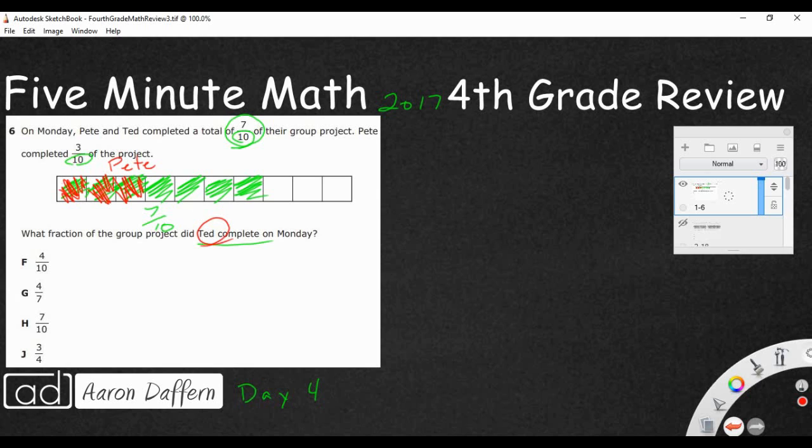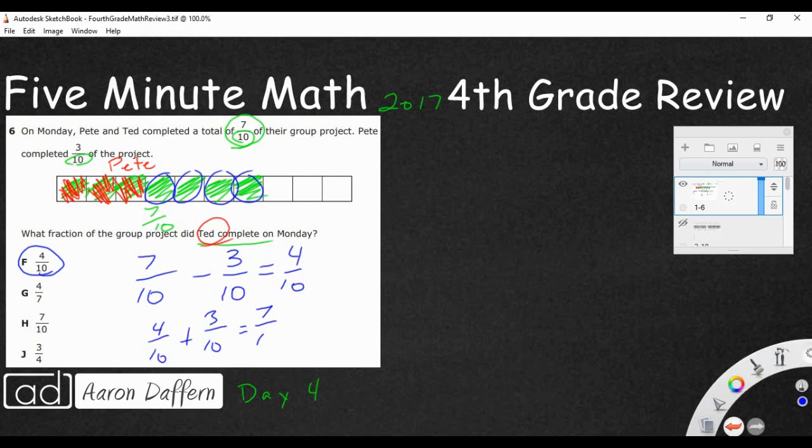Well, it's pretty obvious that I've got 1, 2, 3, 4 left. So our answer is going to be this 4/10. And what we really did is we set up a simple problem here of 7/10 as your total minus the 3/10 that Pete completed is going to be the 4/10 that Ted completed. If you want to use the inverse operations, if you wanted to use fact families, you can say 4/10 plus 3/10 equals 7/10.